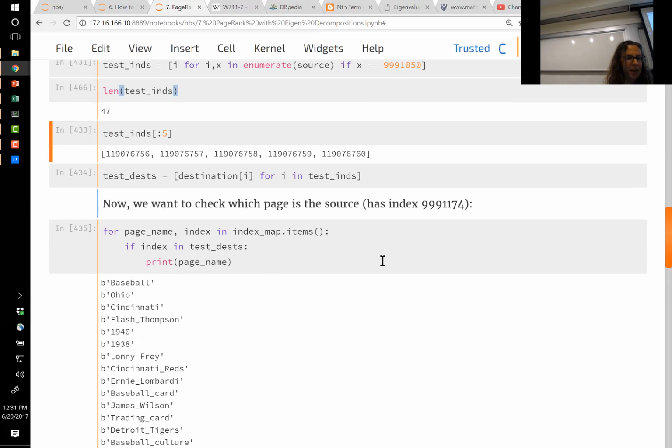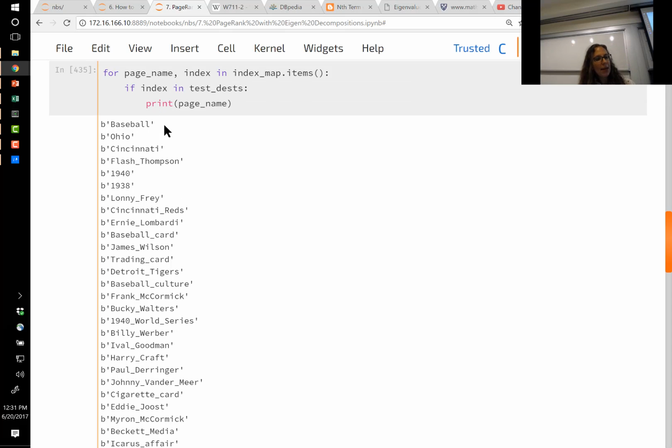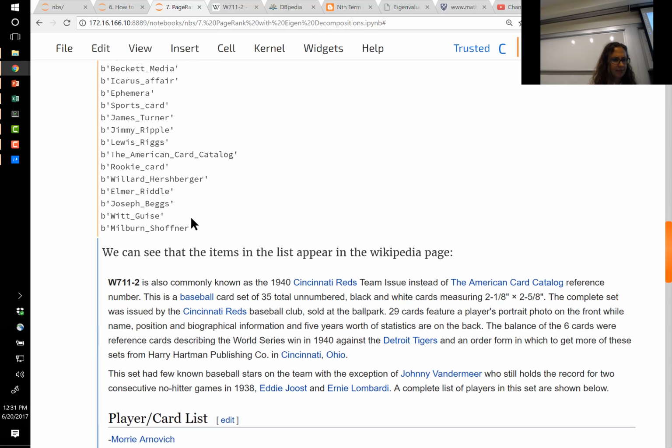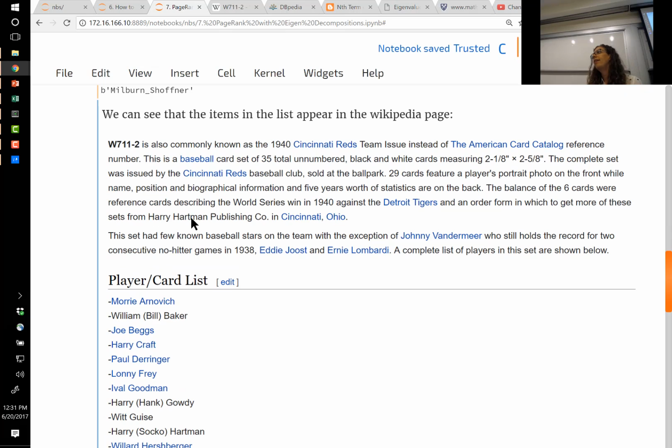And then now I look those up in my index map to see what pages they correspond to. They correspond to baseball, Ohio, Cincinnati, Flash Thompson, 1940, 1938, Lonnie Frey, Cincinnati Reds, Ernie Lombardi. So this seems correct. Our data is what we think it is. We've got the information that this W7 page is linking to all these other baseball-related pages and names of the players. I just had a screen capture of that. So any questions about that aspect of the data processing?